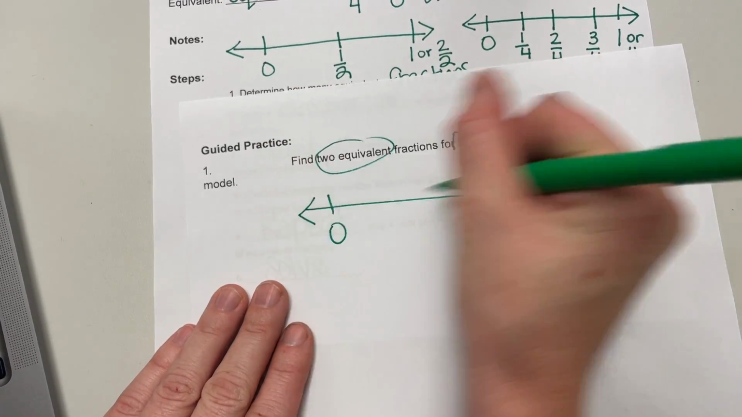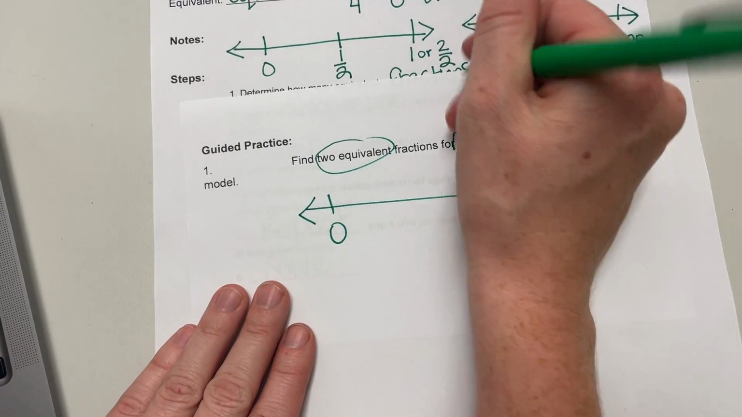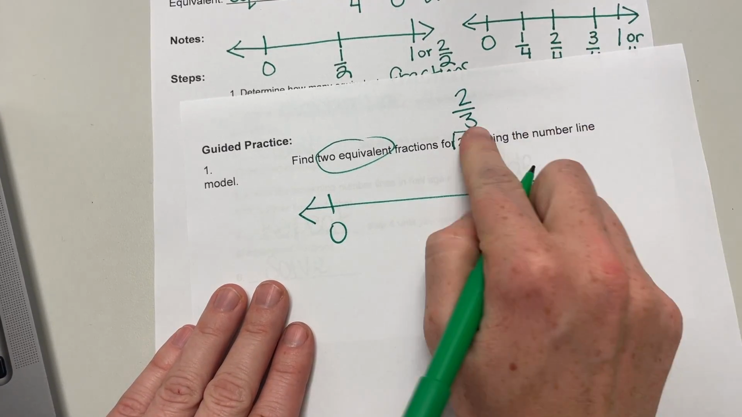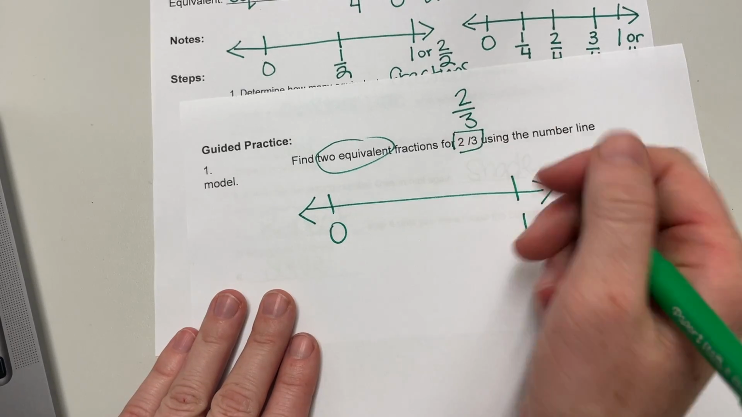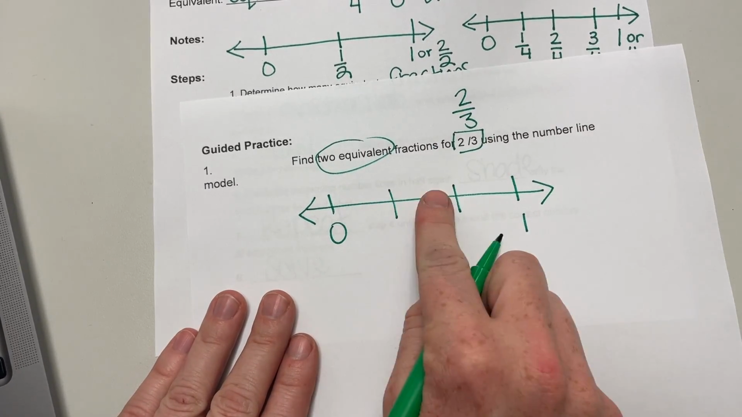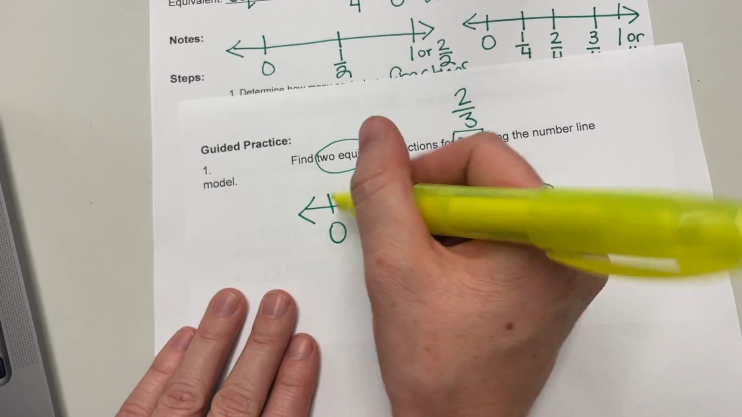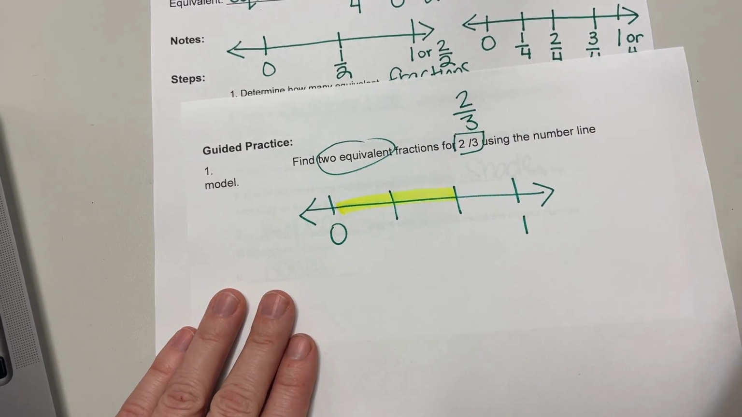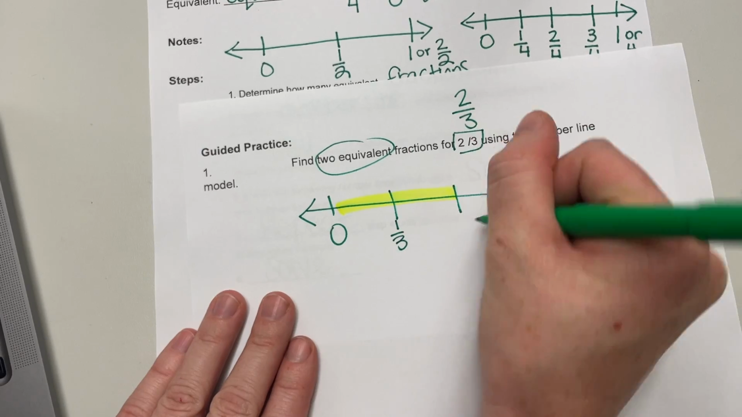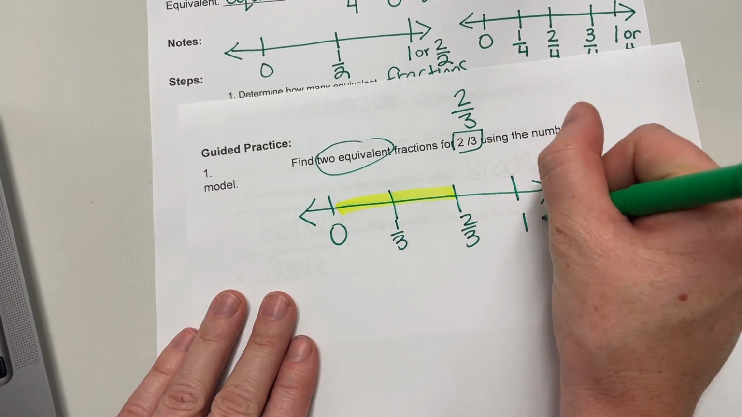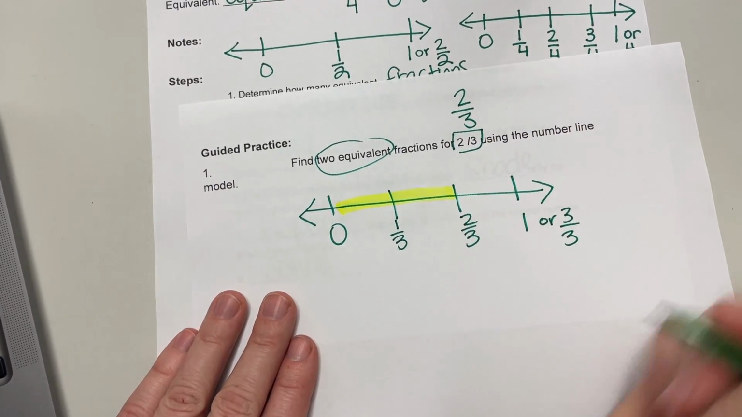So I have 0 to 1. How many parts do I have? I have 2/3. I look at the denominator. 1 less would be 2 lines. That splits it into 3 parts. So I'm going to shade up until 2/3 of that. So I have 1/3, 2/3, and this one would be 3/3.